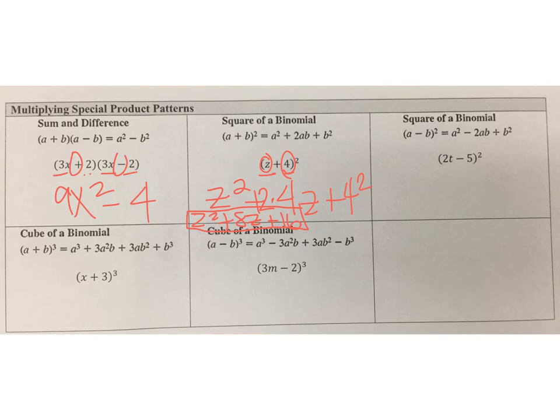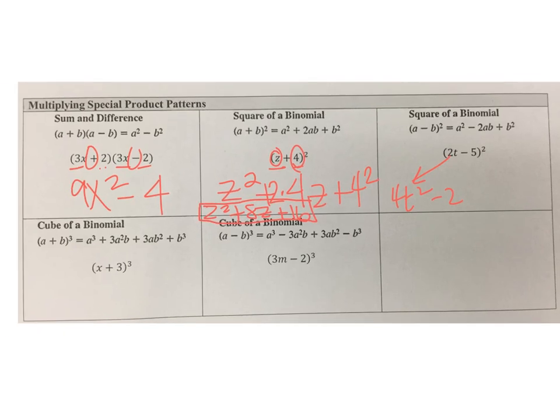Okay, so another similar way would be if you had a minus b squared. So you take this and square it, so 4t squared, okay, minus 2 a times b, so negative 10t. And then your b squared would be positive, so plus 5 times 5, which is 25. So your final polynomial would be 4t squared plus 20t plus 25.